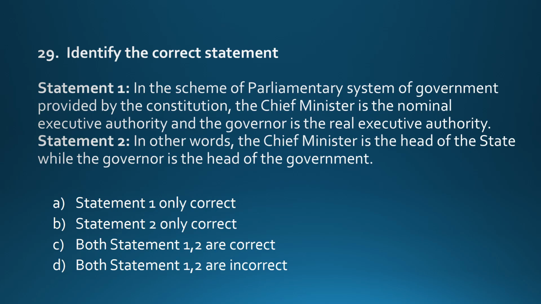Question number 29. Identify the correct statement. Statement 1. In the scheme of parliamentary system of government provided by the Constitution, the Chief Minister is the nominal executive authority and the Governor is the real executive authority. Statement 2. In other words, the Chief Minister is the head of the state while the Governor is the head of the government. Option A statement 1 only correct. Option B statement 2 only correct. Option C both statement 1 2 are correct. Option D both statement 1 2 are incorrect.